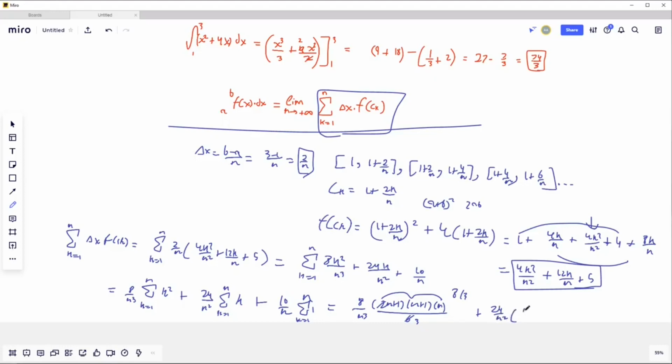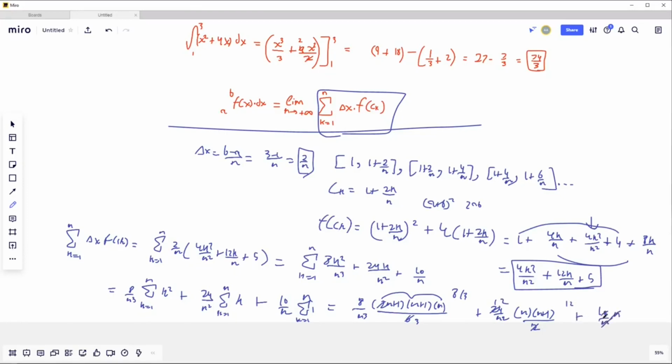plus 24 over n squared into the summation of k. It gives you n into n plus 1 over 2. This cancels that, 12, and then you get n squared, and the coefficient is 12 over 1, so you get 12. The answer for this one's 12, plus 10 over n.